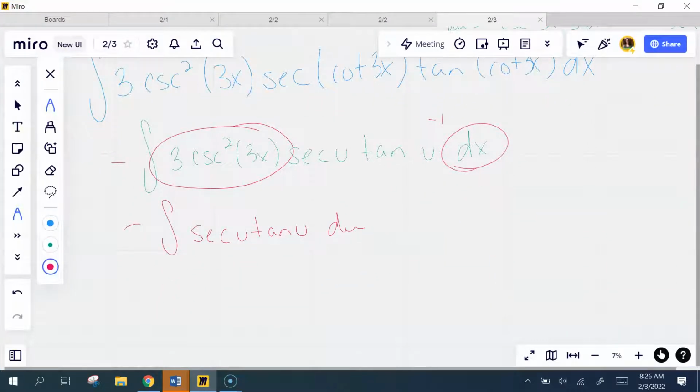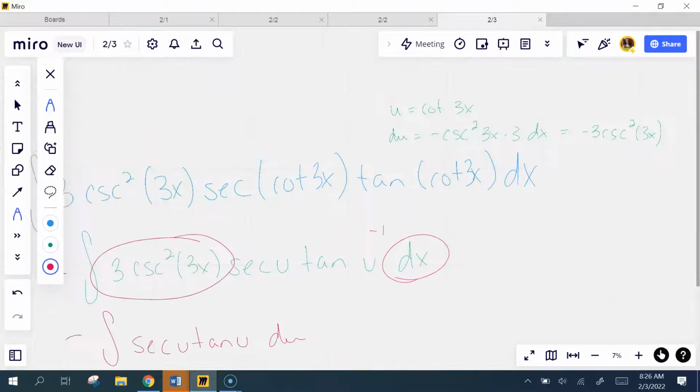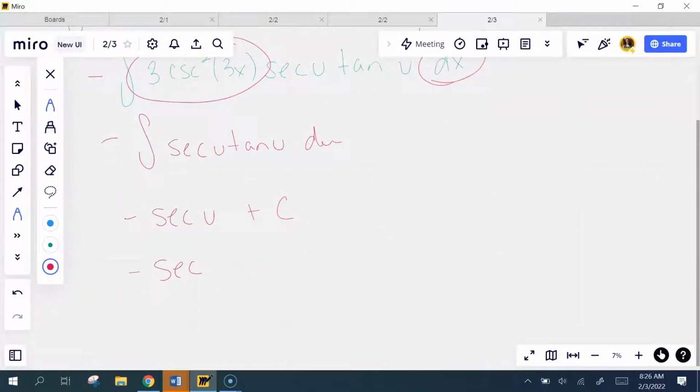What's the antiderivative of secant u tangent u? Secant u. So this would be negative secant u. Did y'all remember the plus c? Now plug back in your u. So negative secant, and u we said was cotangent 3x. So secant of cotangent 3x.